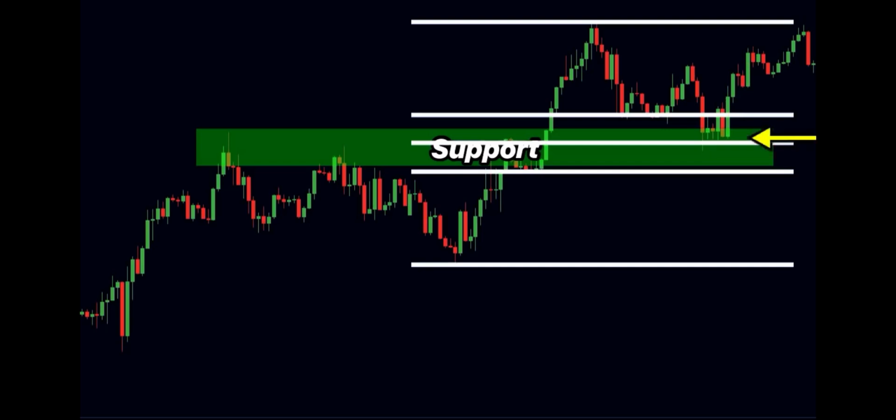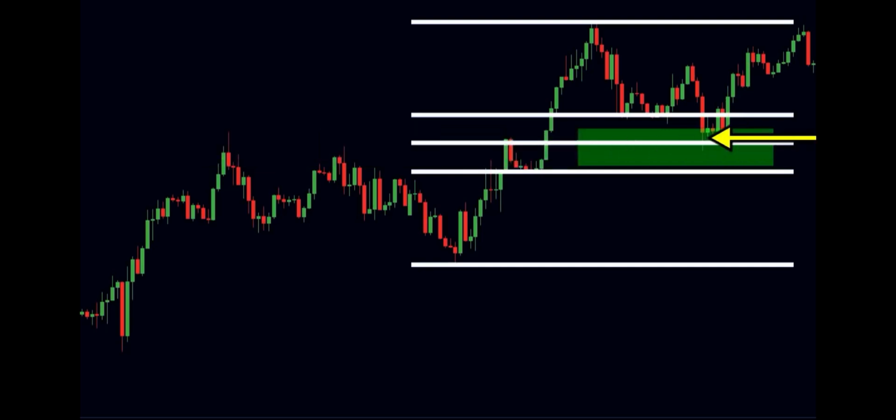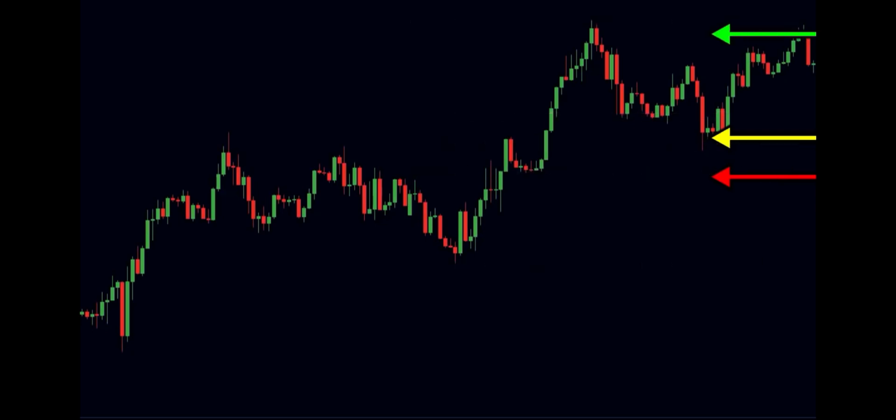Therefore, we can place a buy trade when the price touches the 50 retracement level. We can keep our stop loss below the 61.8 level, and we can place our targets near the most recent swing highs. And as you can see, the price gave us a good up move after our entry.